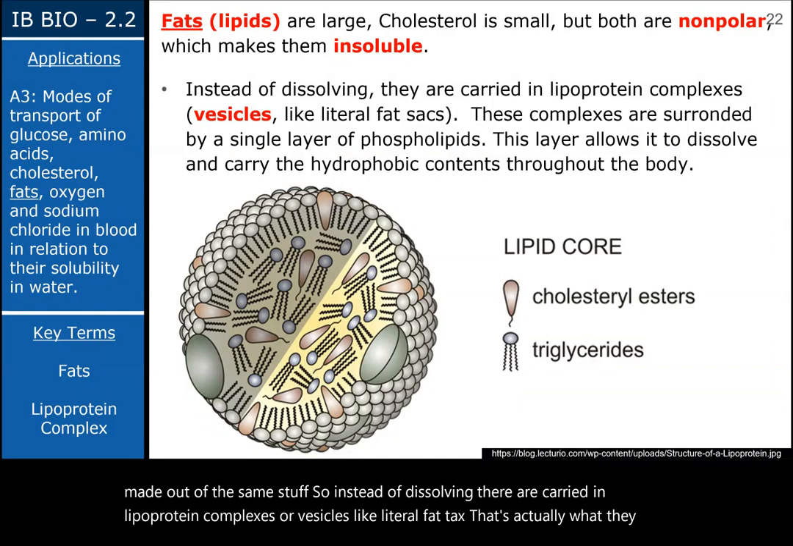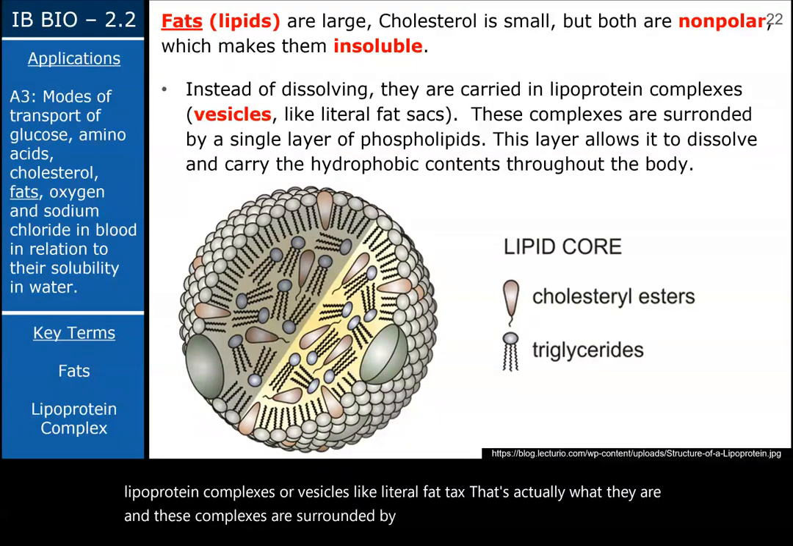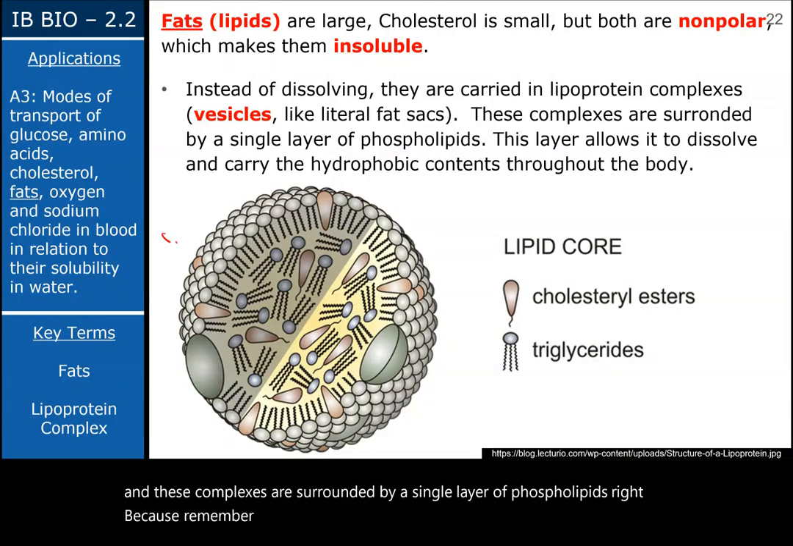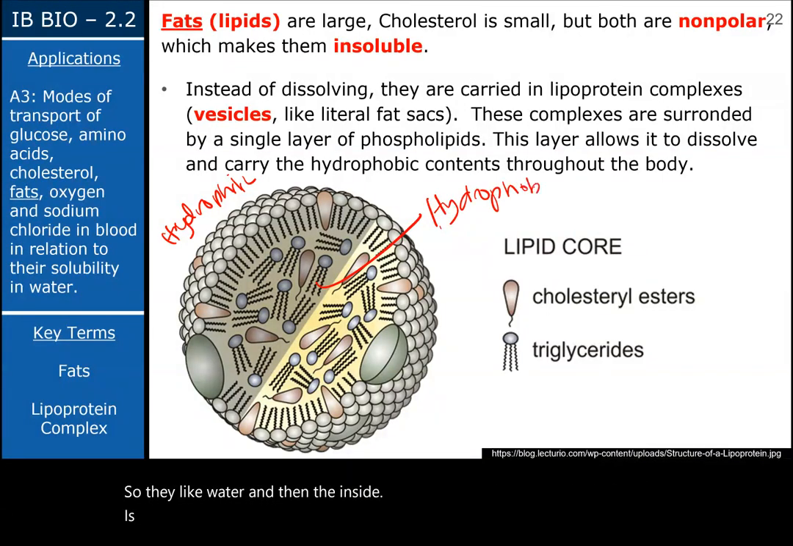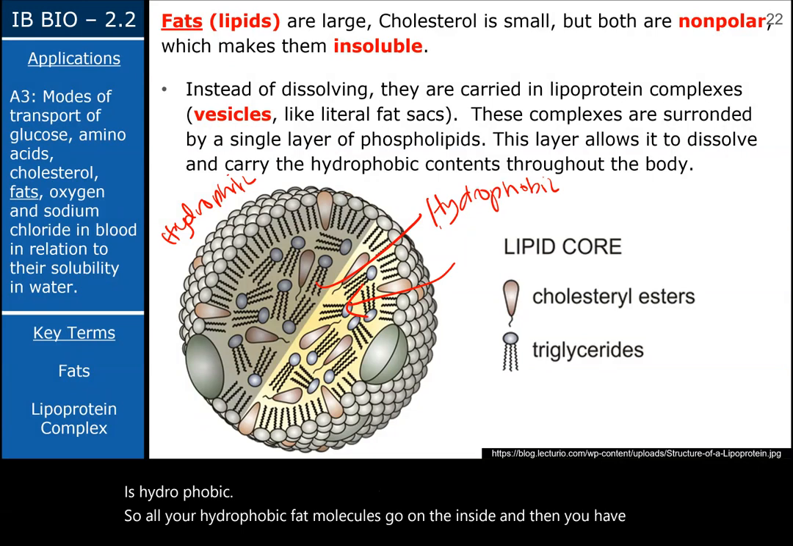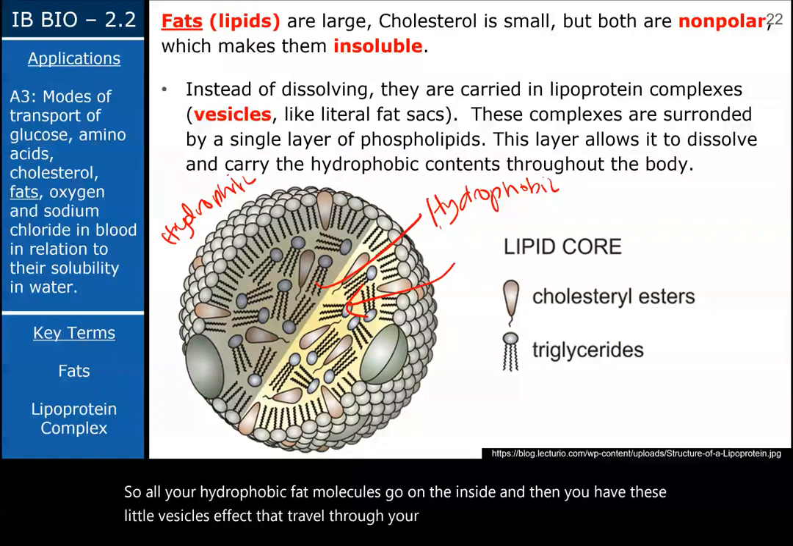And these complexes are surrounded by a single layer of phospholipids, right? Because remember, your phospholipids, the heads are hydrophilic, so they like water, and then the inside is hydrophobic. So all your hydrophobic fat molecules go on the inside, and then you have these little vesicles of fat that travel through your body because they don't like water.